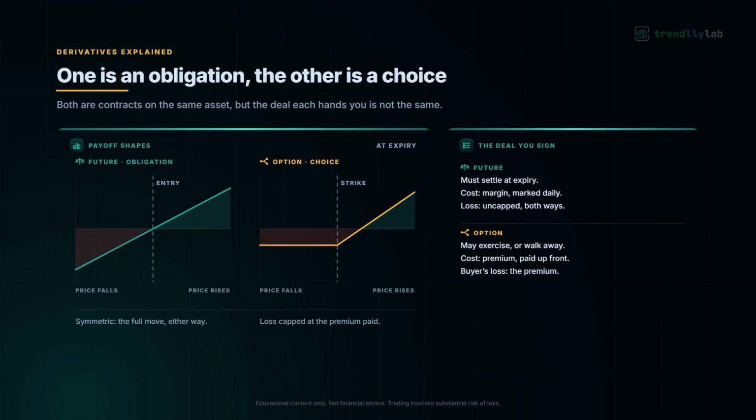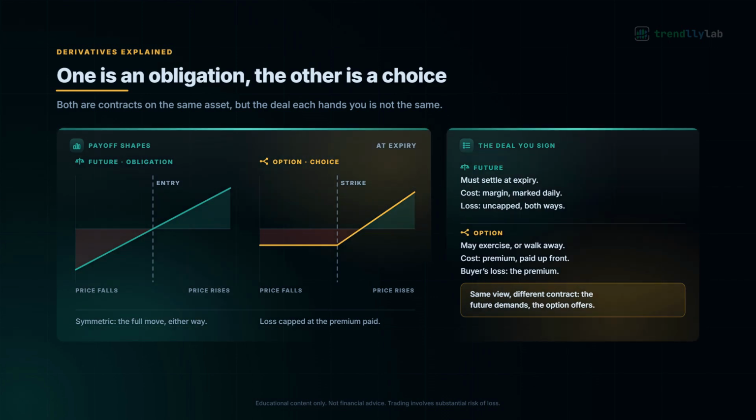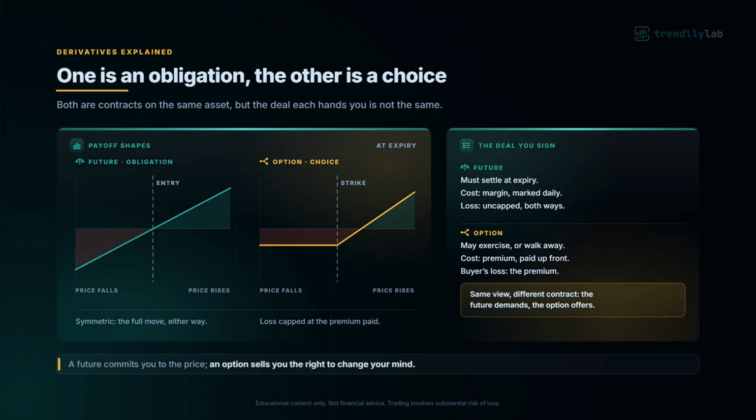A future must settle at expiry. Its cost is margin marked daily, and its loss is uncapped in both directions. An option may be exercised or walked away from. Its cost is premium paid up front, and the buyer's loss is that premium. Same view, different contract. The future demands, and the option offers. Demands or offers. A future commits you to the price, while an option sells you the right to change your mind.